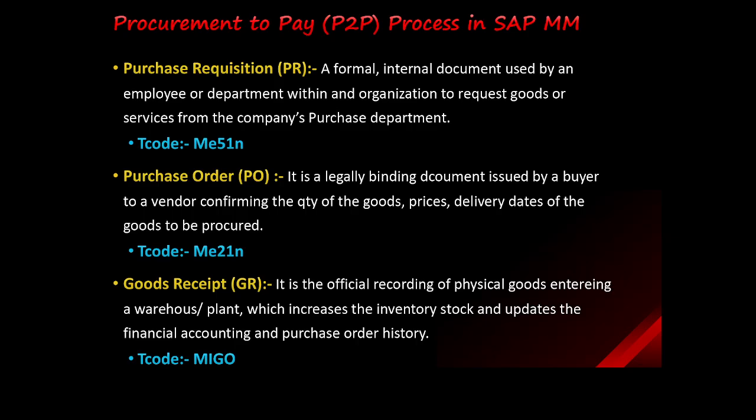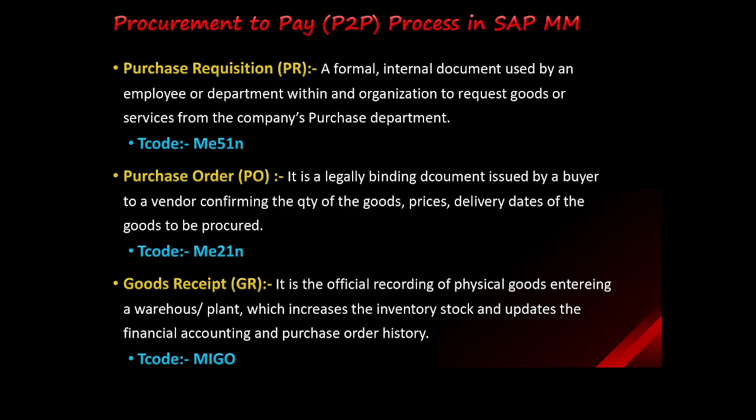Then in SAP MM, the most important process is the procurement to pay cycle. It is also known as P2P cycle. So the P2P cycle starts with purchase requisition, which is PR. What is PR? PR is an informal internal document used by an employee department within an organization to request goods or services from the company.